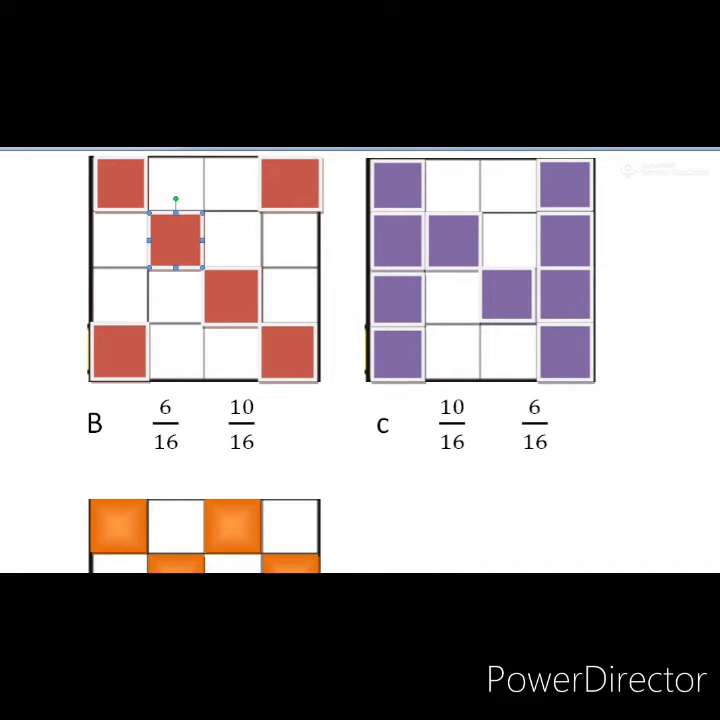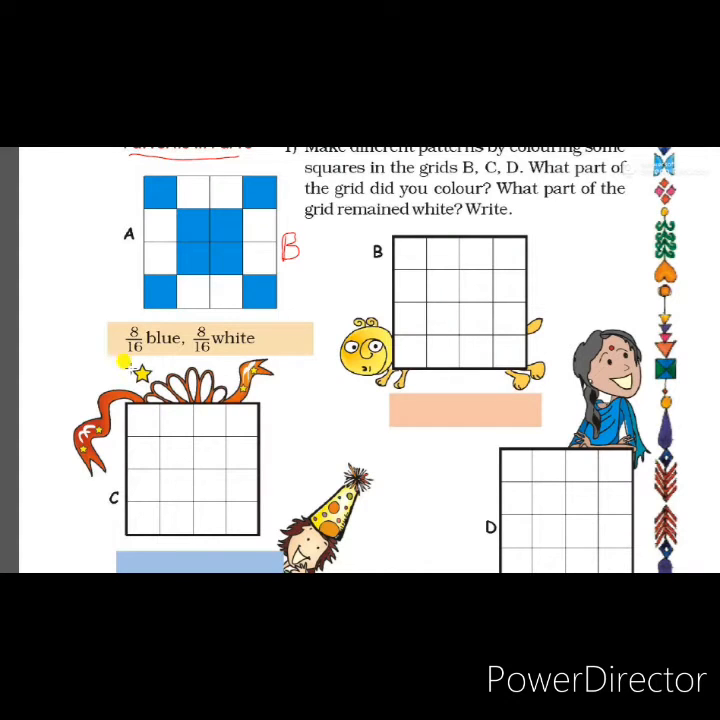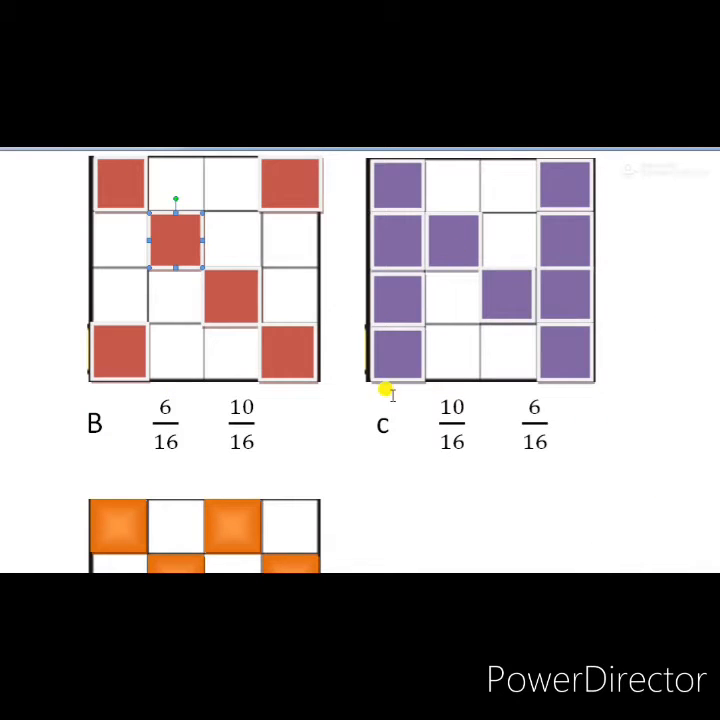Now see the next diagram, the next picture. The next picture is grid C. In grid C, I have selected another pattern. See students, it is just the opposite of grid B. There I selected 6 boxes to color and 10 boxes to remain uncolored and white. But here I have used 10 boxes to color and 6 boxes to leave uncolored. See the pattern I chose here.